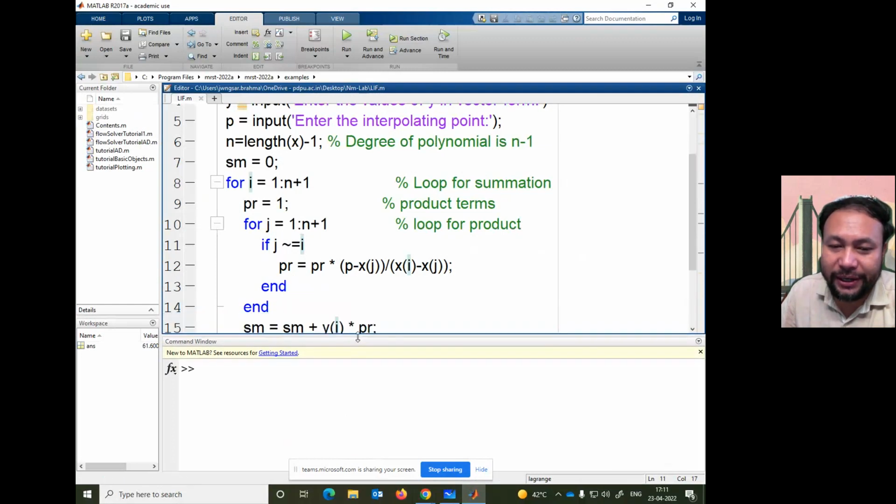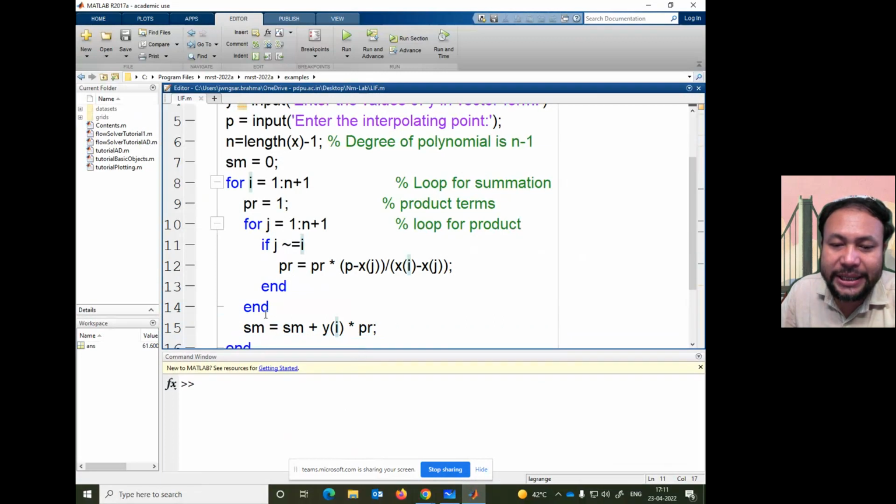Otherwise, it becomes infinity. And this end is here. The j loop is now ended here. This if condition is ended here. If i is not equal to j, then only this is going to be applicable and this loop will run. Then here I stop.